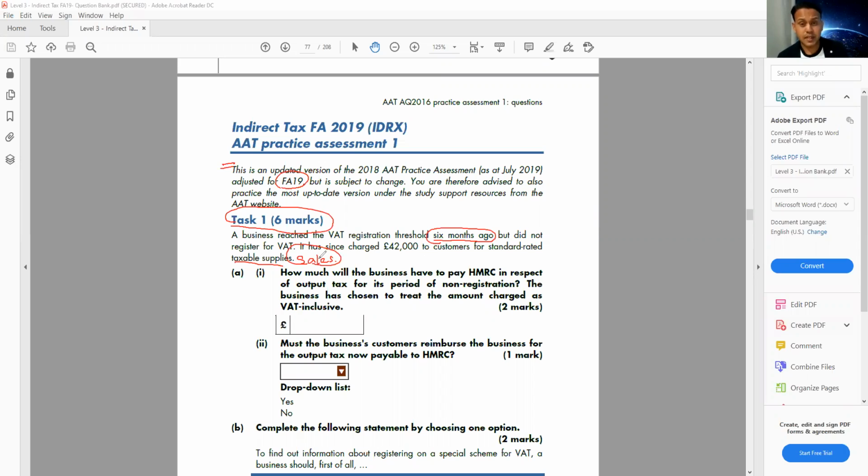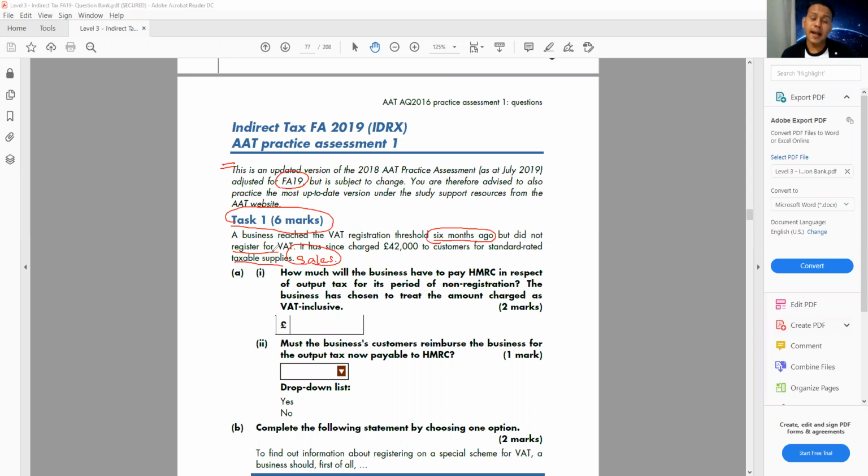So basically what happened here, one business reached the threshold, that is 85,000, but they forgot to register for the VAT. Many companies have the same issue. They reach the threshold, they don't check every month, and after that they find they reached the threshold 3 months back, 4 months back, or 6 months back. So what are the consequences if this has happened? If the company crossed the threshold and didn't register on time, what happens?